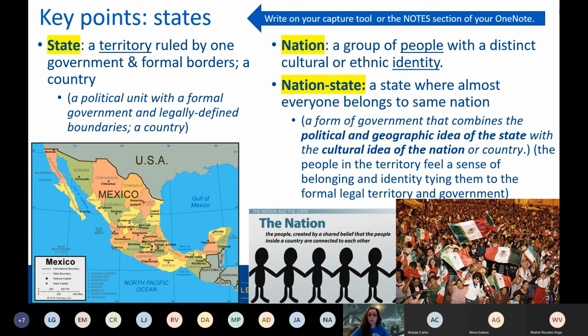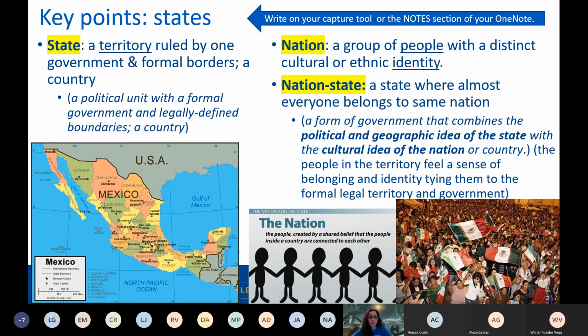It's about how people feel. Do they feel connected to one another through culture? If yes, that's a nation. Nations and states don't always overlap. But when they do, we call it a nation state.